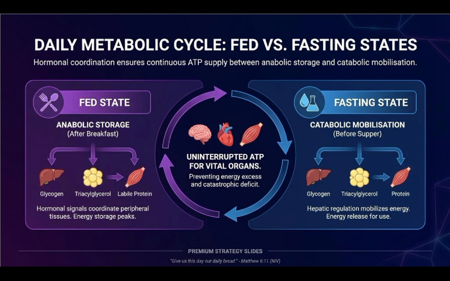Okay, we are still under the fed and the fasting state. The hormonal coordination ensures continuous ATP supply between the anabolic storage and catabolic metabolization. So what happens in the fed state and what happens in the fasting state? In the fed state, meaning after breakfast, lunch or dinner, we call it anabolic storage. Anabolic means we are building up. So we are building up after breakfast, lunch, or dinner. So what happens?